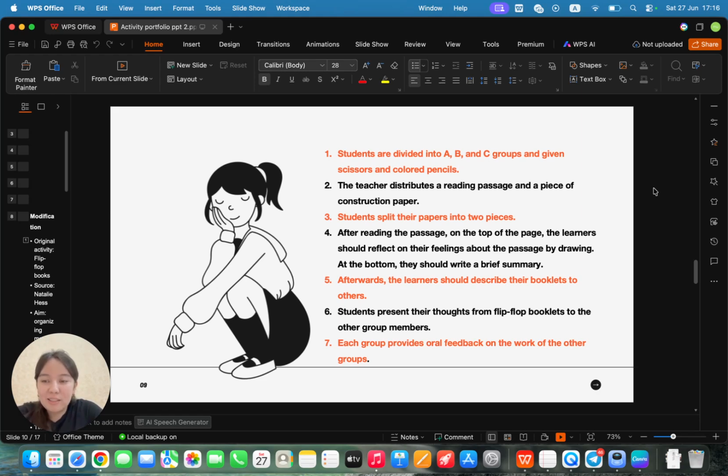So at this stage, students can improve their writing skills while writing the summary, and also creative thinking skills while drawing something. Then learners should describe their booklets to others. Students present their thoughts from flip-flop booklets to other group members. Each group provides oral feedback on the work of the other groups.